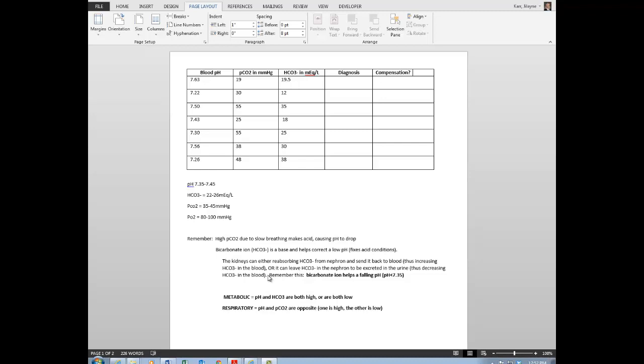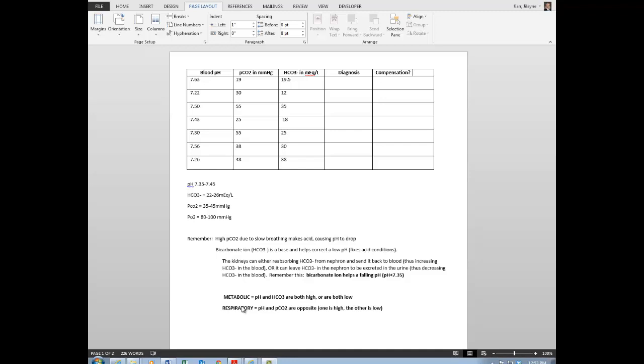So we're always going to see an increased bicarbonate ion if the kidneys are trying to correct a falling pH, so anything less than 7.35. So a quick hint to remember when we're trying to determine an acidosis or an alkalosis, whether it's metabolic in nature or respiratory in nature: if the pH and the bicarbonate ion levels are both high, we know it's metabolic. If they're both low, we know it's metabolic. We know it's respiratory acidosis or alkalosis if the pH and the PCO2 are opposite of one another. If one is high and one is low, again, we know it's respiratory in nature. So just keep that in mind as we look at these values and try to diagnose.